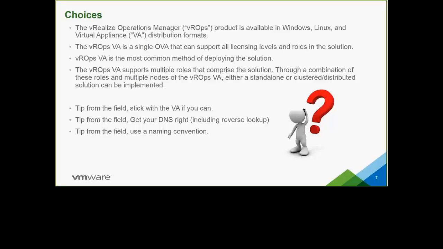Going back to a couple of other tips from the field: get your DNS right, including your reverse lookup. I cannot stress that enough. Those of you familiar with other VMware things, perhaps like vRA, the first thing you should be thinking of is DNS. Get it right, get it done first, make sure it's there. It'll save you a lot of troubleshooting and save some tears in the future.